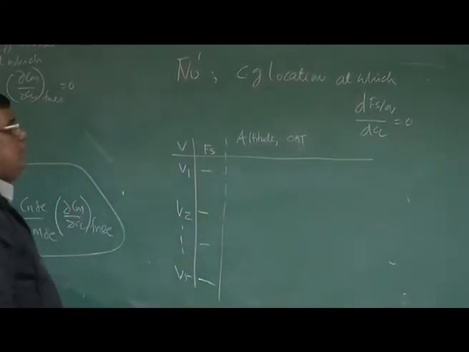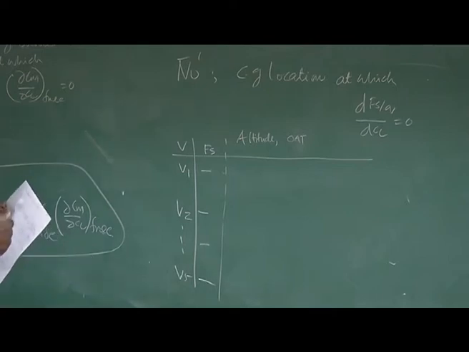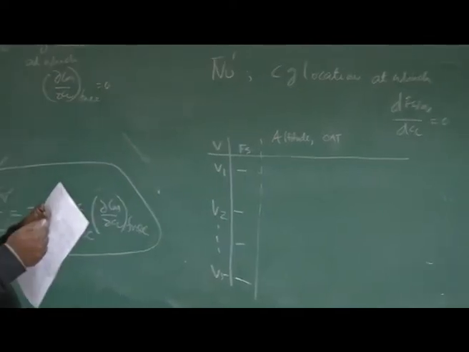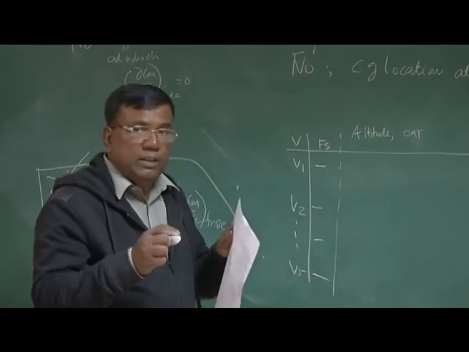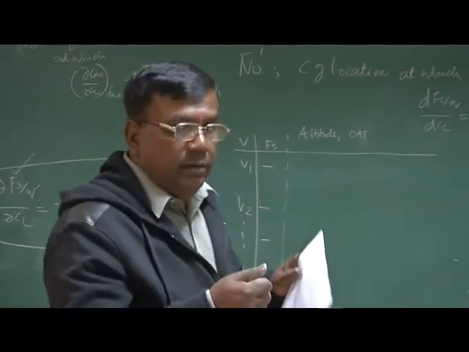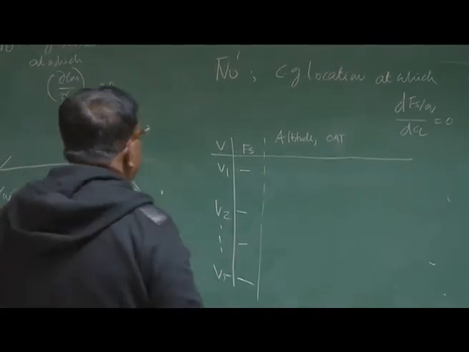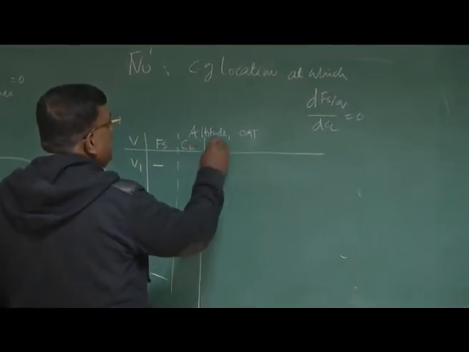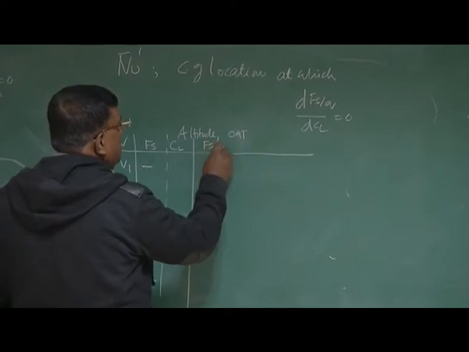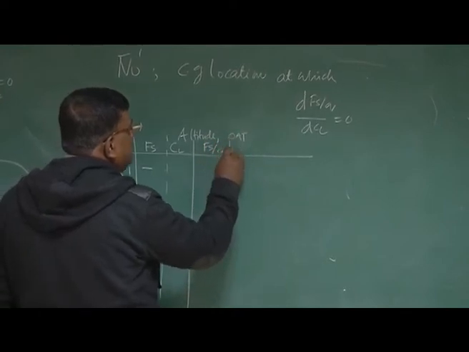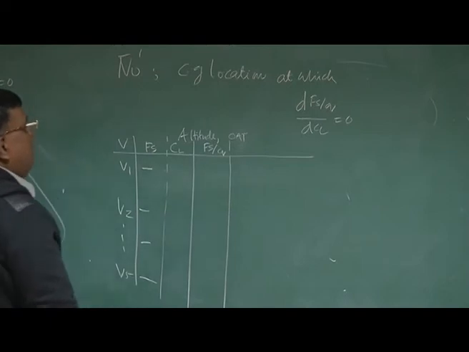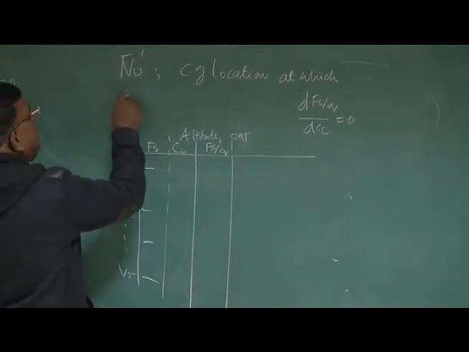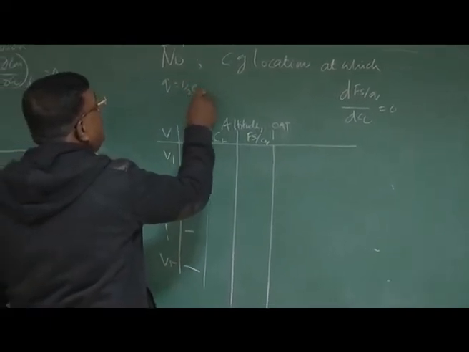For every trim, I measure what is the stick force I am applying, because my stick will be having strain gauges which can measure the forces through deflections. And now I convert V to Cl. I calculate Fs by Q, where Q is what? You know that Q is half rho V square.